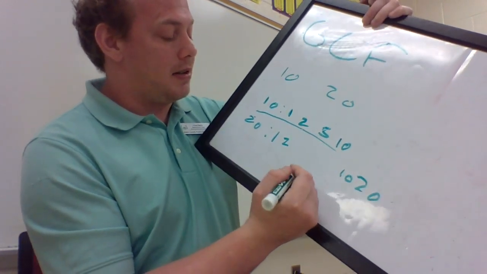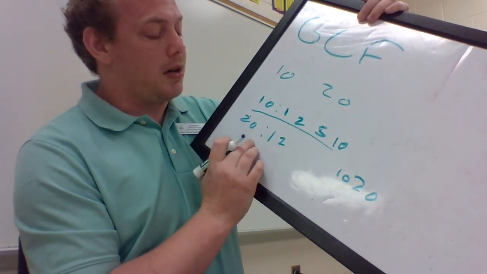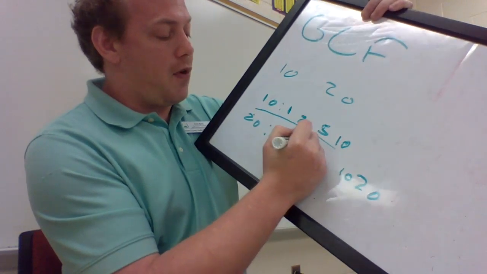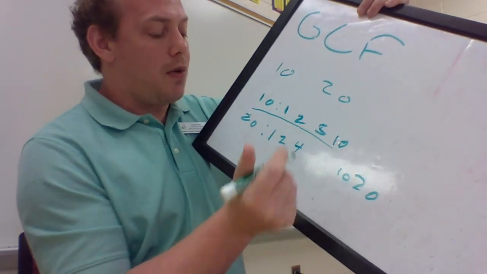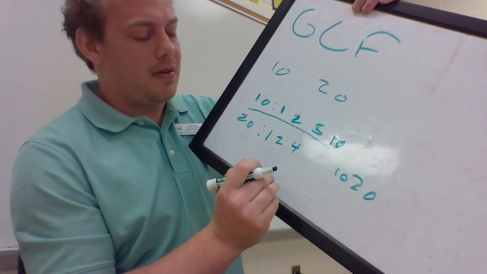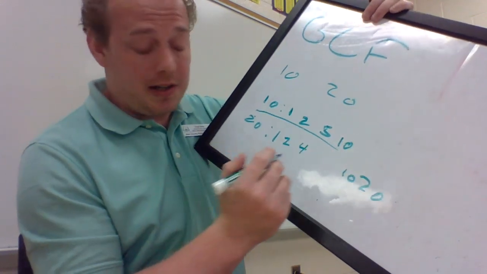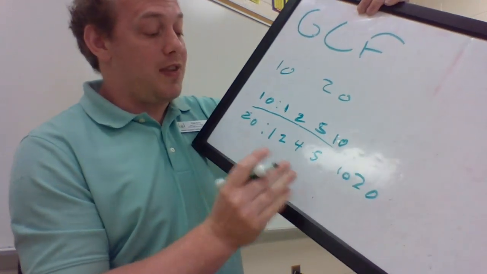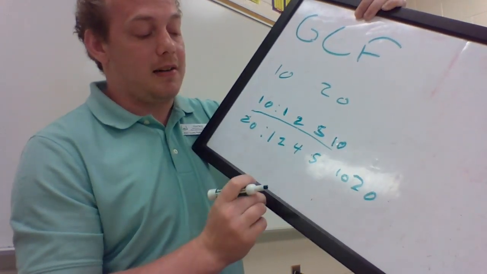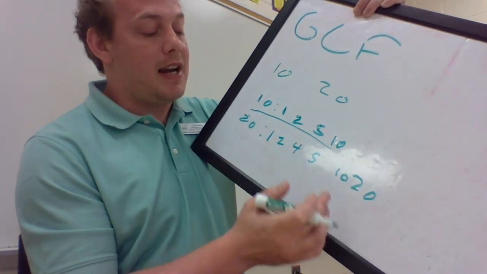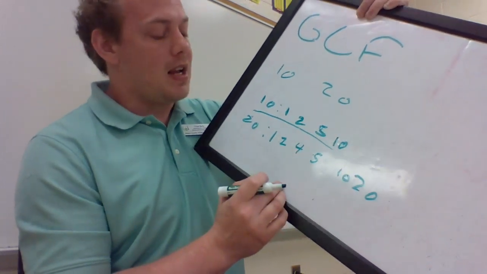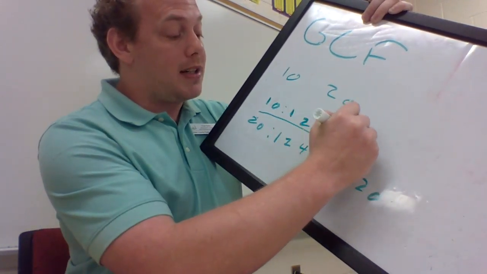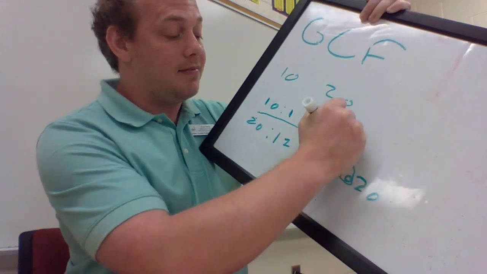So, what else? Well, 3 doesn't work. 4. So, 4 times what is 20? 4 times 5 is 20. So does 5 work? Yes, it's right there. 6, 7, 8, 9, no. Okay, so now we have our greatest common factor. It's 10.